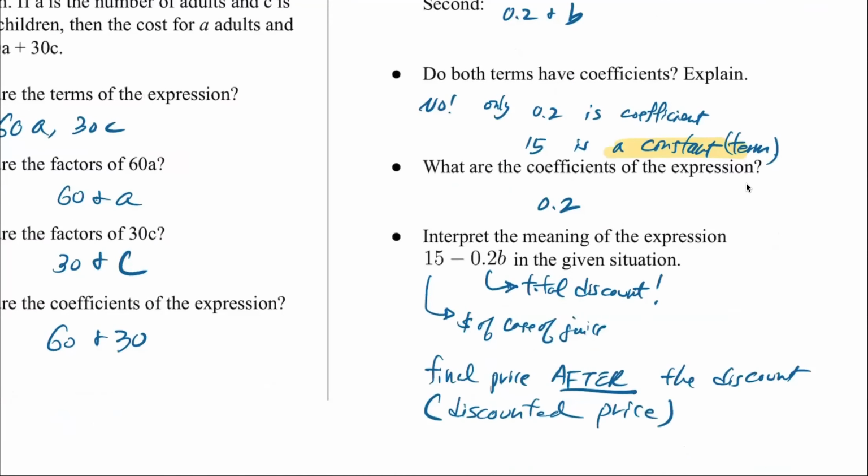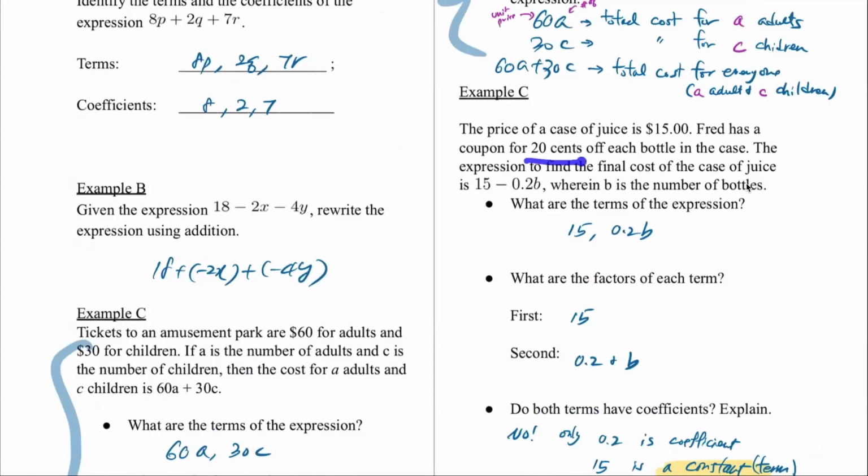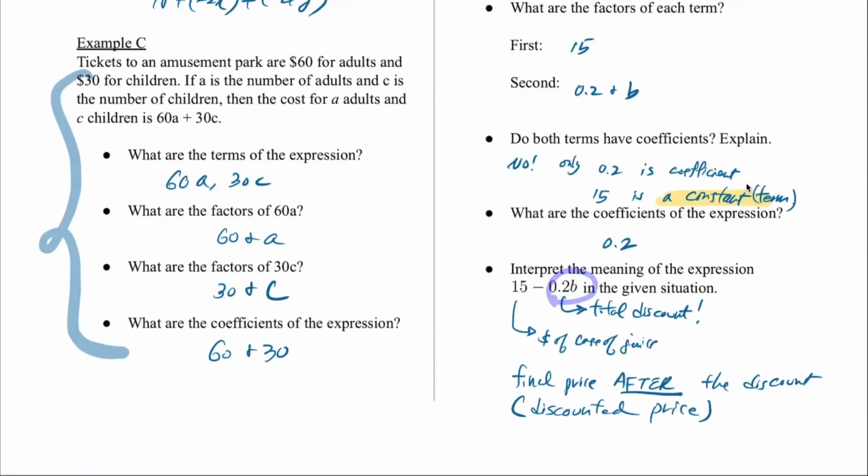All right, so 0.2 is the only coefficient of the expression, and in this case, the 15 represents the dollar amount for the case of juice, and this here represents the total discount. Remember, you get 20 cents per bottle, and you have B bottles, right? So that is the total discount for having B bottles. So the final price after the discount, or simply the discounted price. Okie dokie. All right, here we go. The next page in the notes.